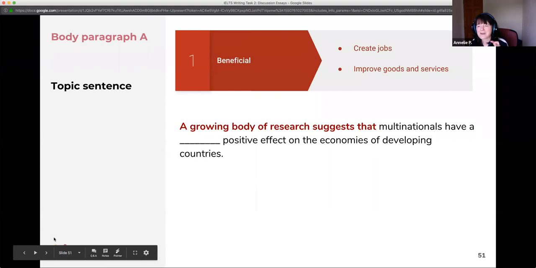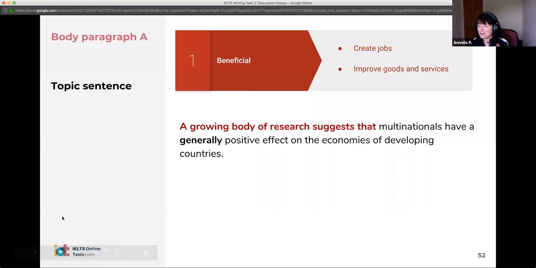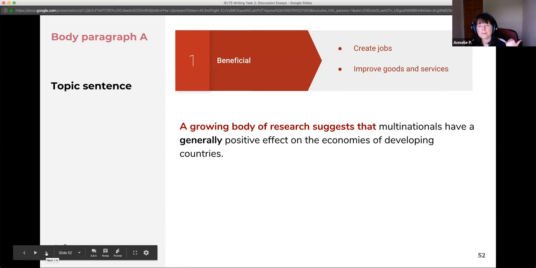Okay, we're not quite getting the right form of the word. Immensely, we need an adverb here. Okay, so we've gone for generally. Okay, very good, Asil. So you've got to use the adverb in front of the adjective. Generally positive, immensely positive would be okay. That works very well. Okay, so we've now introduced the fact very clearly to the examiner that we are talking about the positive effects in this paragraph.